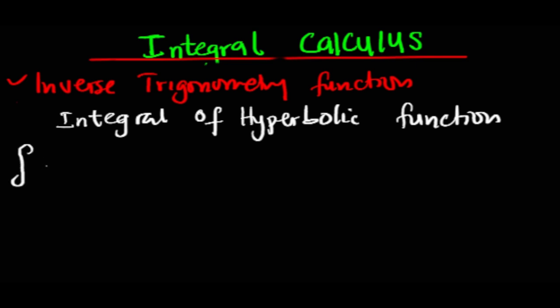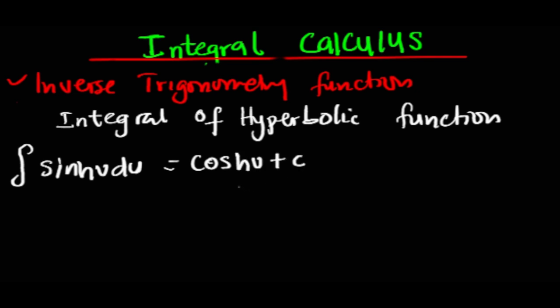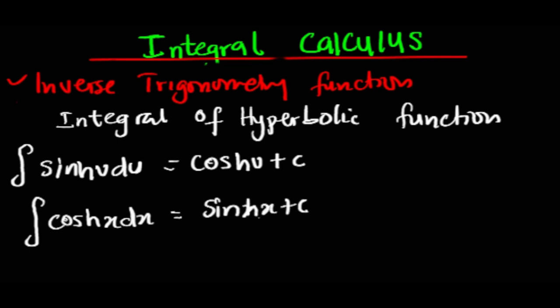If you have to find the integral of sinh u du, that's going to give us cosh u plus c. The h indicates that it is a hyperbolic function. So if you are asked to find the integral of cosh x dx, this is sinh x plus c. Note the h is there, representing the hyperbolic function.